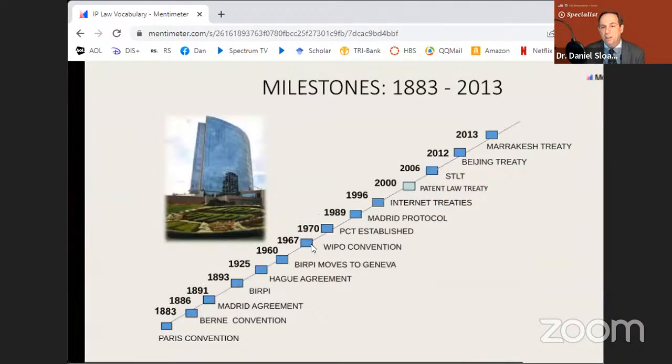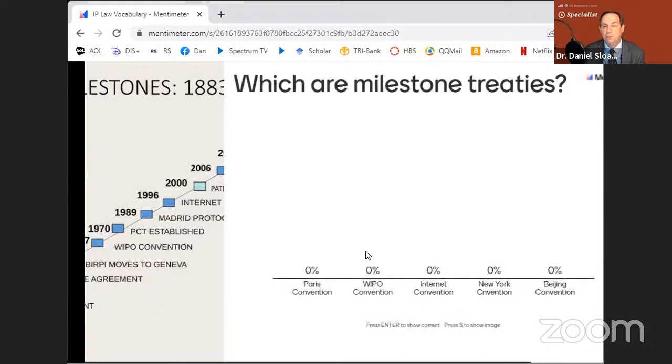And I put in here a slide just showing some milestones, where I know we're almost near the end of our time. I have one last quiz here for you. Which are milestone treaties? Do you know these, you attorneys out there? Okay, so select all that are.